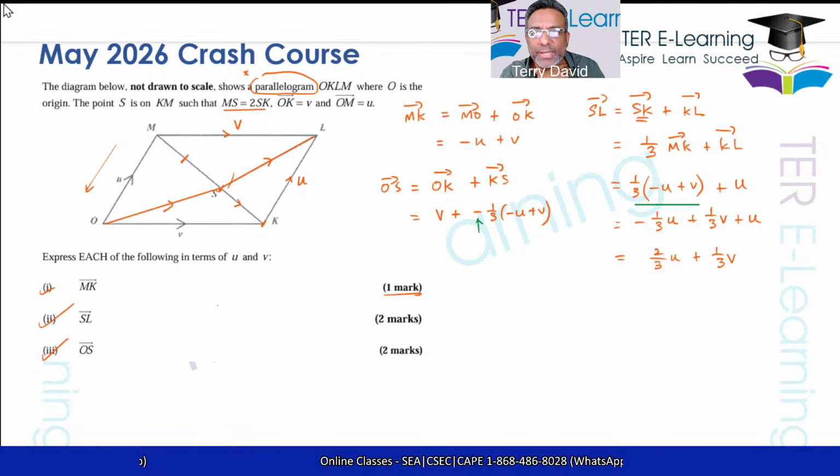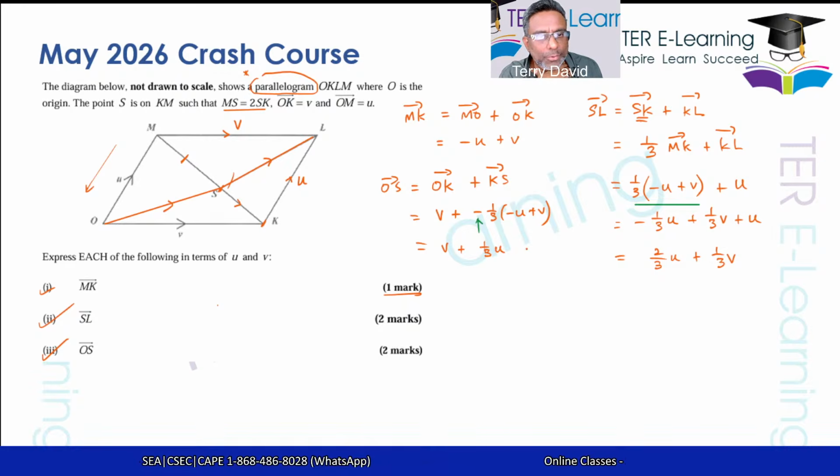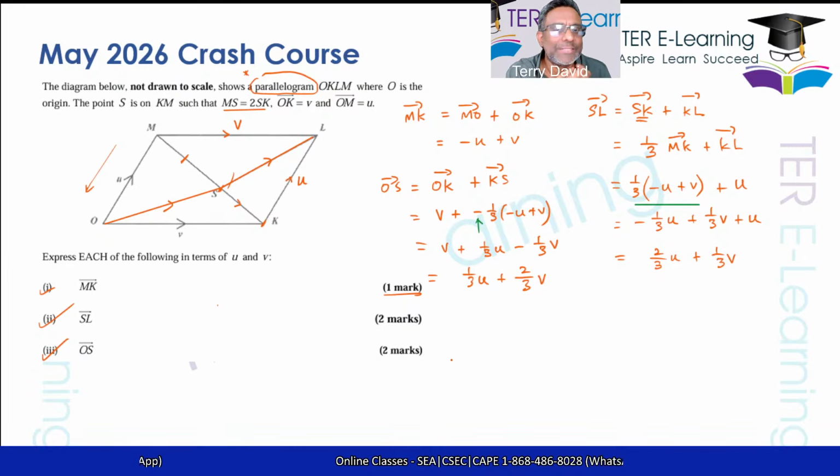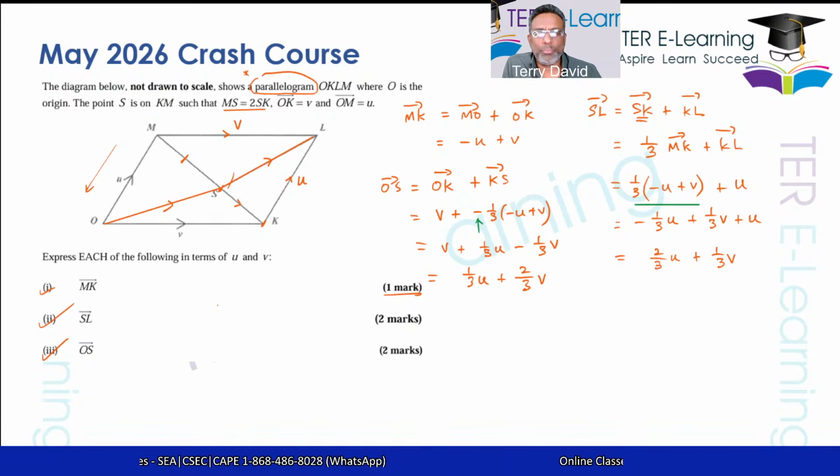So in this case here, I'm going to get V, right? Plus 1/3 U, okay, minus 1/3 V. That's what I'm getting here. So this is going to be 1/3 U, right? V minus 1/3 will give me 2/3. So this is going to be 2/3 V here. Right? I hope that kind of making sense, eh? I hope.